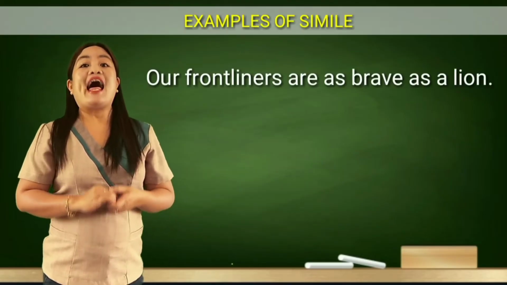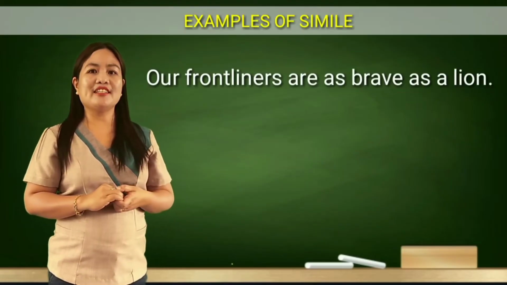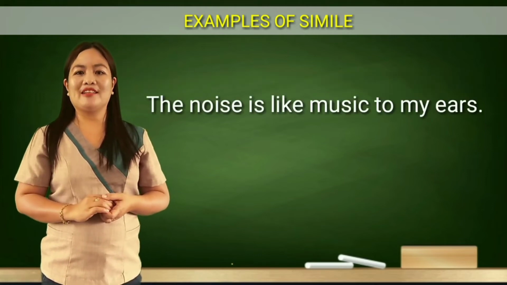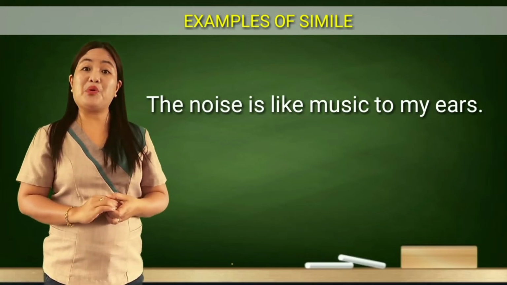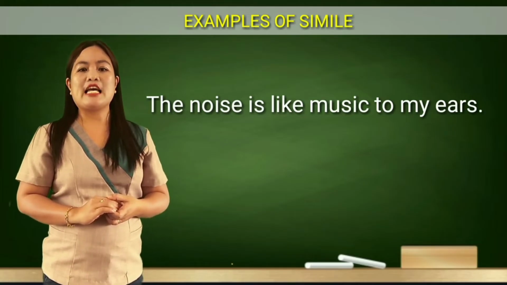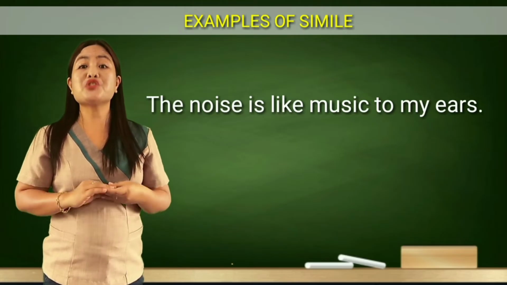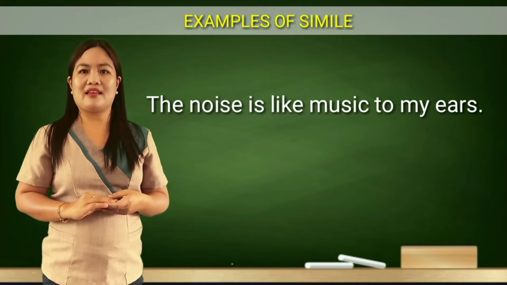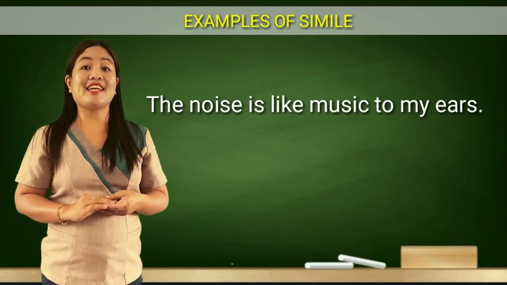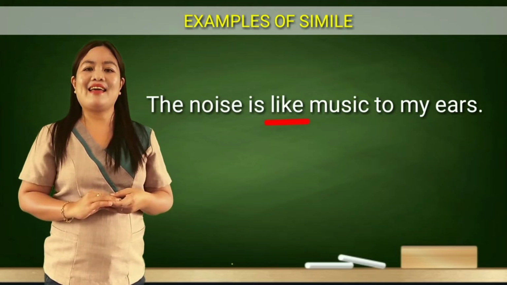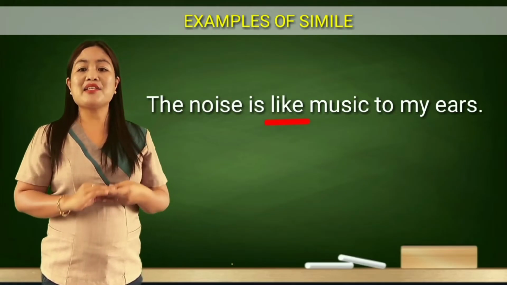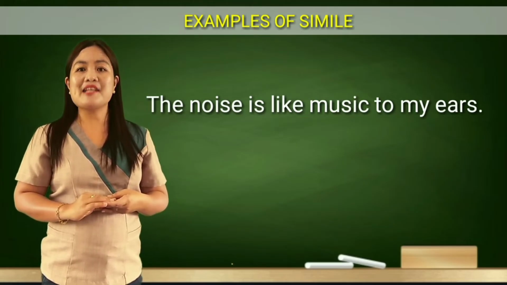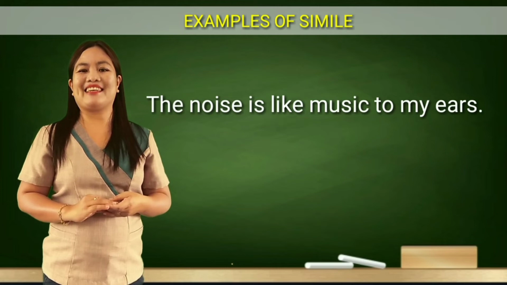So here, as brave as a lion is a simile. Let's have another example. The noise is like music to my ears. Here, we are comparing two different things, noise and music. The comparison is indicated by the word like. And what is one thing that is common between both of them? Noise produces sounds. Same is true with music.